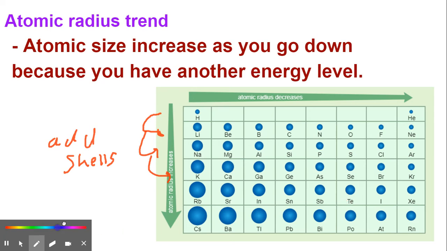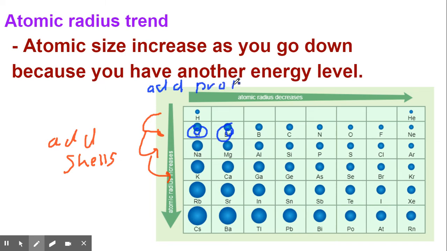However, the reason things get smaller as we go to this side is that all of these atoms have the same number of energy levels. This has two energy levels, this has two, and so forth. This has three, and so forth. So energy shells don't play a factor in them getting smaller. They're getting smaller because when we go to the right, we add protons, in other words, positive charge. So what are those protons doing?